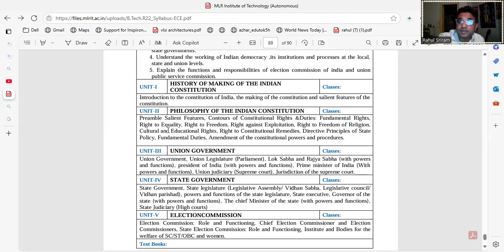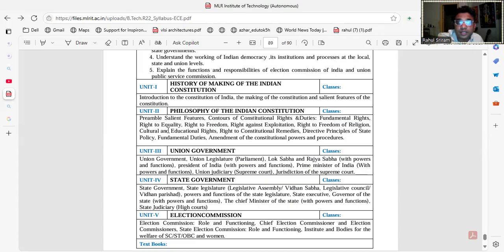Amendment means acceptance of the constitutional powers and procedures. Next is the history. First one is the history of the making of the Indian Constitution. Right? Introduction to the Constitution of India. That's the making of the Constitution and salient features of the Constitution. I should know those particular things. Right? Okay, so these are the different five units.